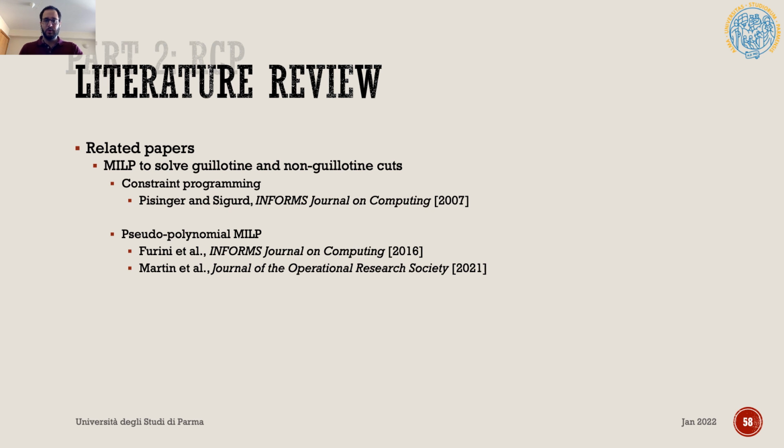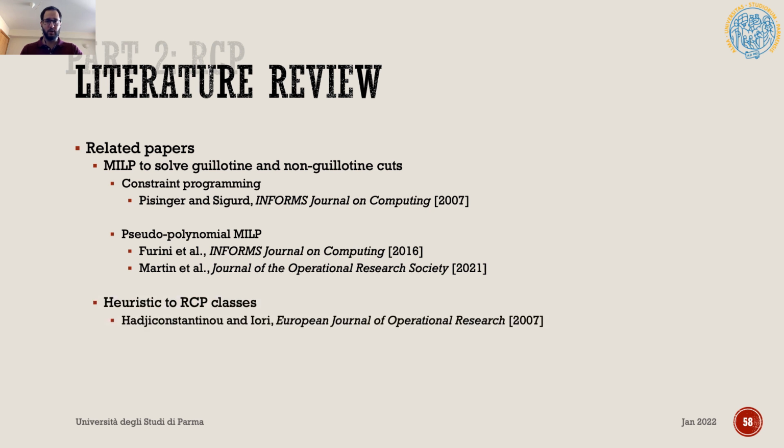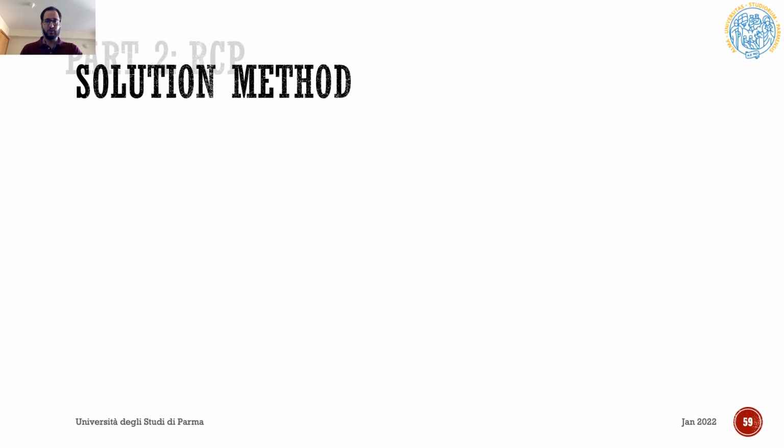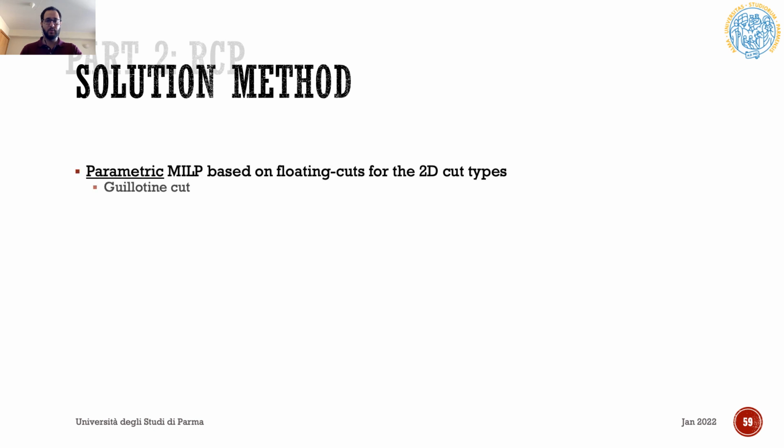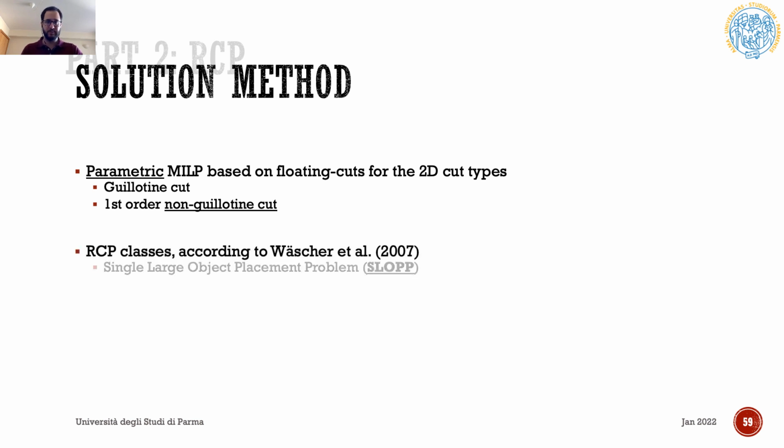Additionally, pseudo-polynomial mill models were proposed in the literature. Finally, heuristics were also proposed to solve the RCP problem classes. However, neither one is flexible enough to address both the guillotine and non-guillotine cuts. So, to cover this requirement, we propose a general and flexible parametric mill model to address both cut types.